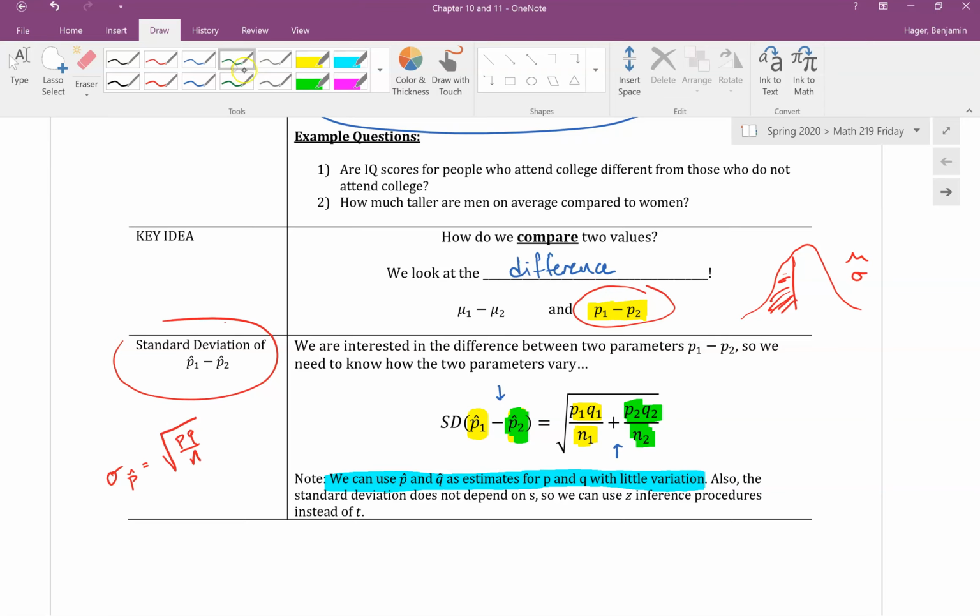Now, because the standard deviation here does not depend on S, like a standard deviation from a sample, we don't have to worry about using t intervals or t values. This is all z inference procedures. So z intervals and z tests are what we will use when dealing with proportions, just like we learned in chapters 8 and 9. When we get to means, and that standard deviation is dictated by the standard deviation of the sample, that's when we have to switch over to t statistics. So that'll be in the next video.